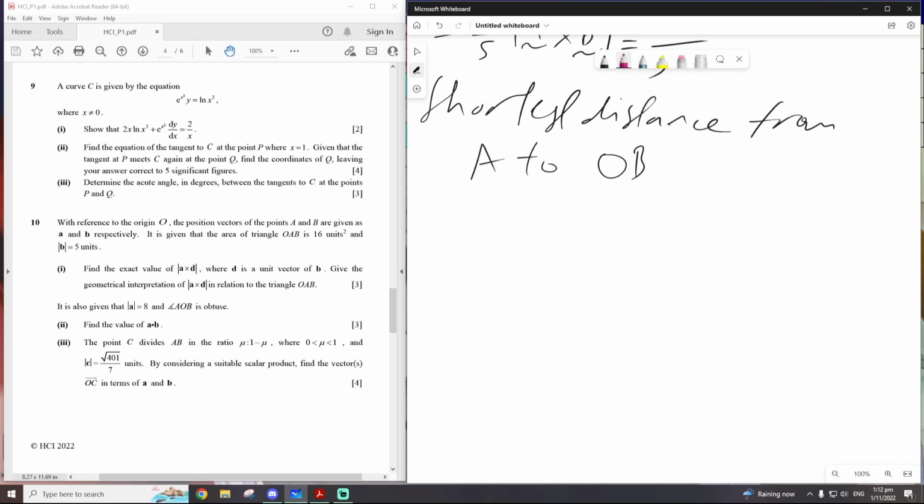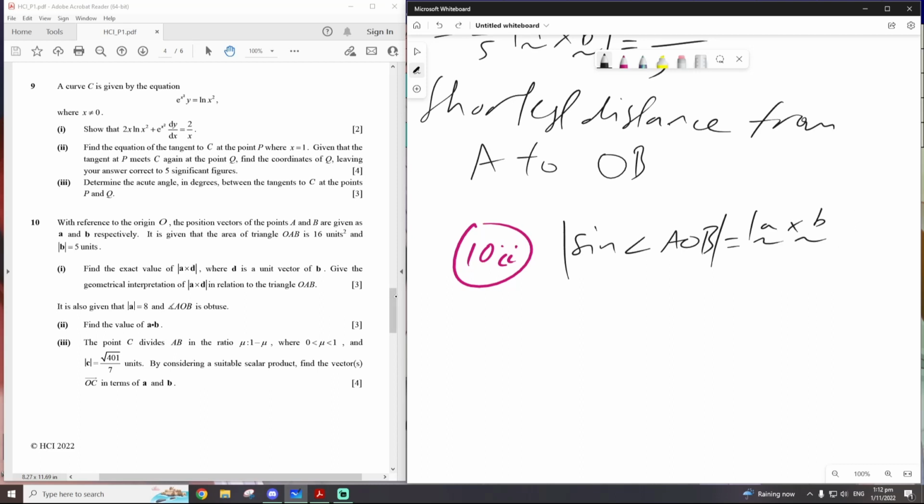It is given that mod A is 8 and AOB is an obtuse angle. So let's see where that takes us. What is A dot B? Okay, so we know that angle AOB is obtuse, meaning to say sine angle AOB is actually mod A cross B divided by mod A mod B.